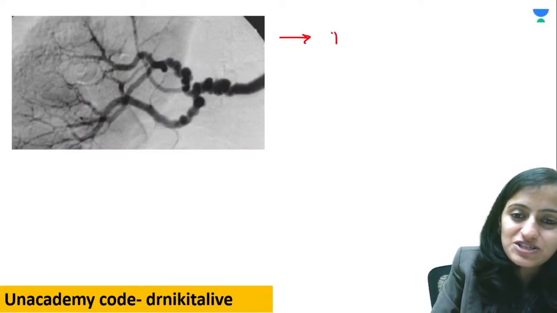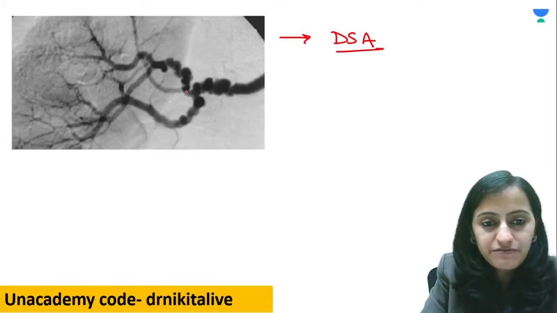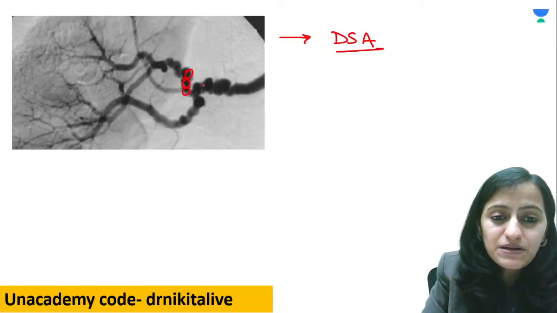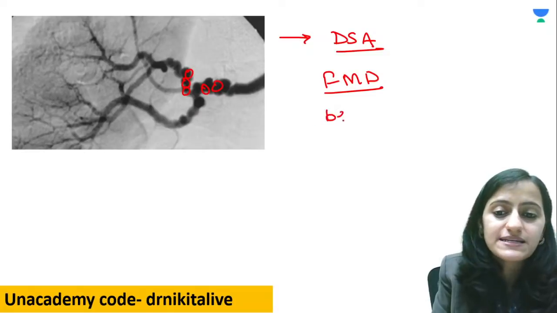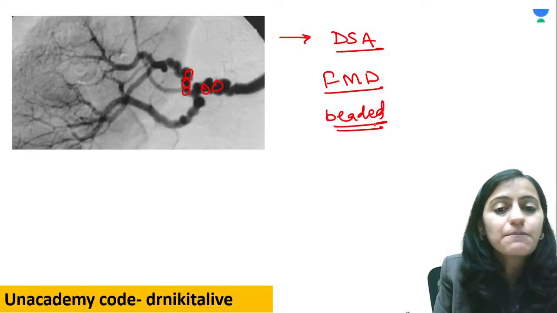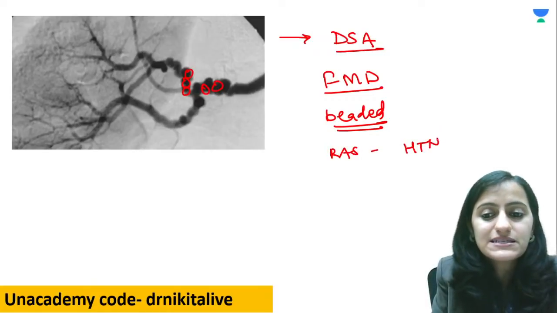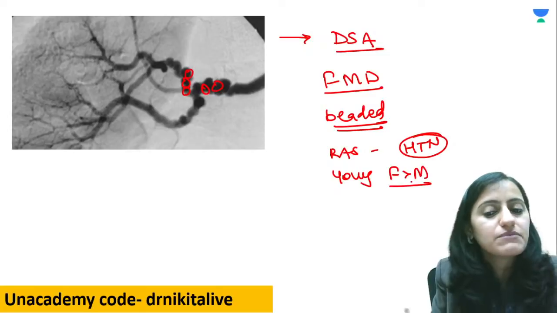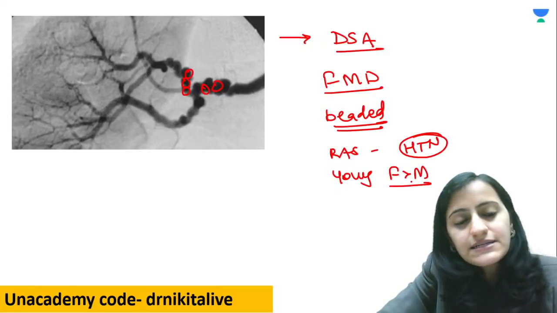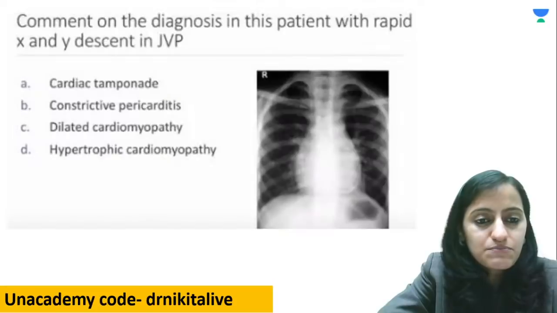Identify the investigation. This is a DSA image. DSA, digital subtraction angiography. Look at the beaded appearance of the vessel. Remember, this is fibromuscular dysplasia, which has the beaded appearance. It can lead to renal artery stenosis. So it presents with hypertension in a young patient, predominantly female. It is female more than male. So fibromuscular dysplasia, beaded appearance of the vessel, very, very important.